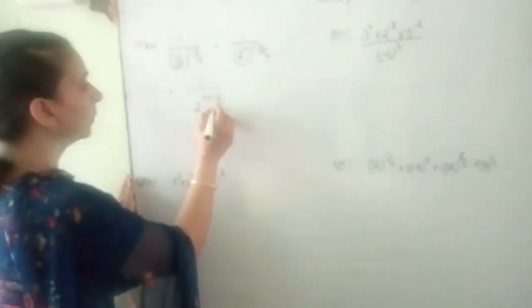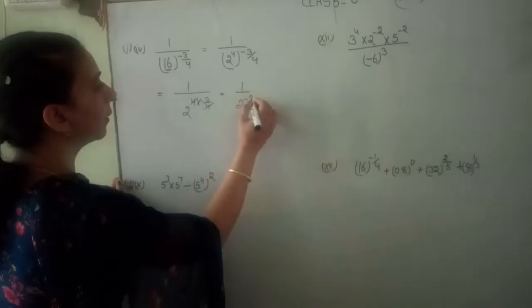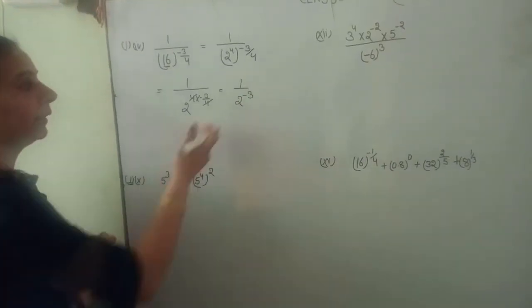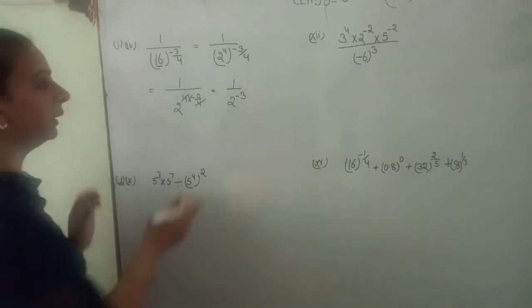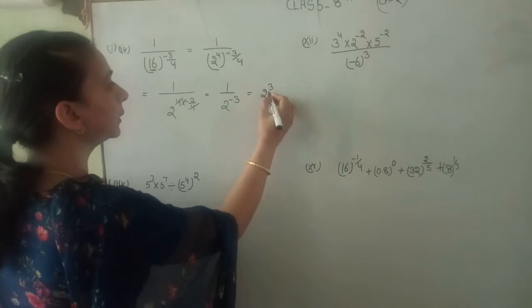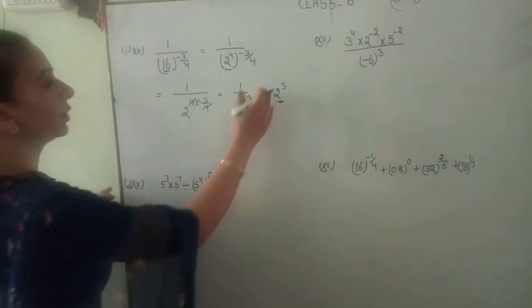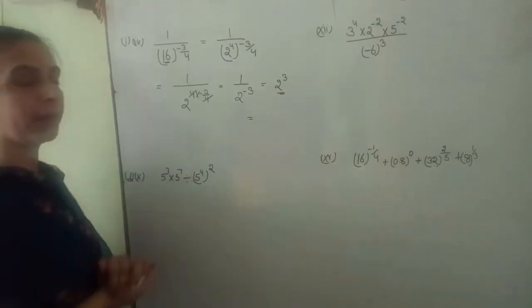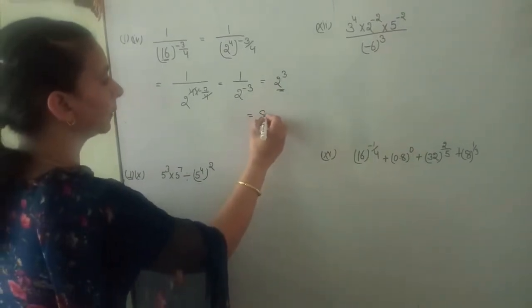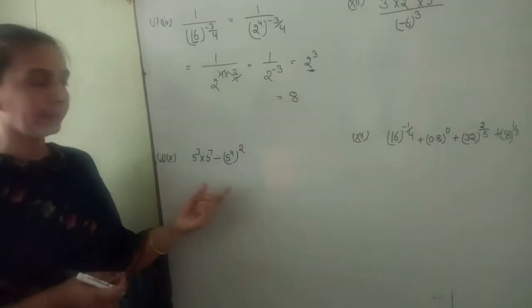Okay students, 4 and 4 cancel, then this is equal to 1 by 2 raised to the power minus 3. We can change it into a positive power by taking its reciprocal, then 2 raised to the power 3. This is our first question, and we also write 2 raised to the power 3 equal to 8. Okay, then first question, part number 10.